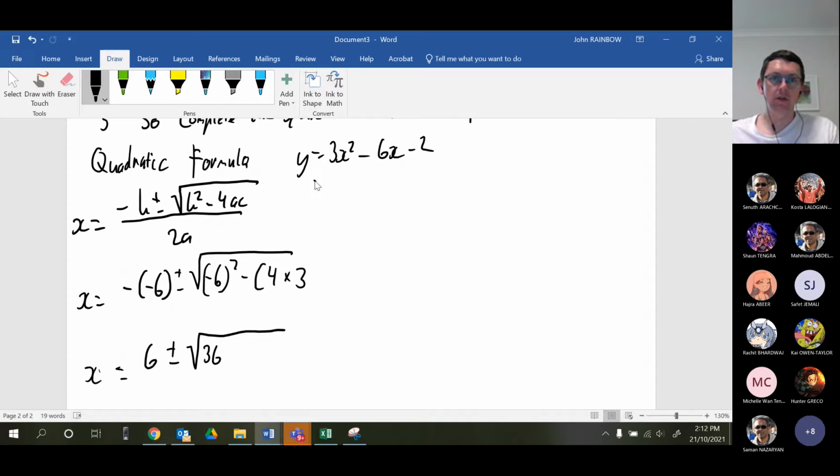So if you're not sure, a equals the number in front of x squared, b equals the number in front of x, that's -6, and c is the constant term. They're just the numbers I'm substituting in here, and I solve. Now, because c is -2, I actually do another bracket.